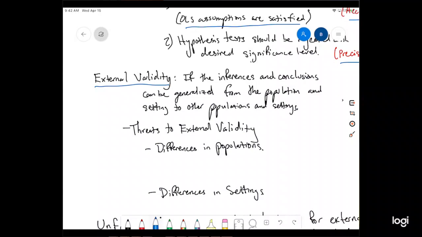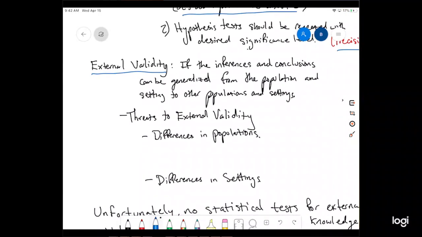Another example, student high school test scores we might not be able to extrapolate to college test scores. So the effect of class sizes on high school students might be different than the effect of class sizes on college students. Another problem is differences in settings. So that was differences in populations. Differences in settings is, even if the populations might otherwise be the same, the setting can be different.